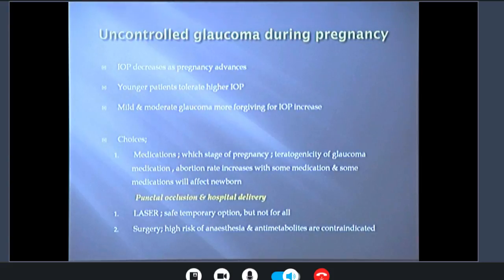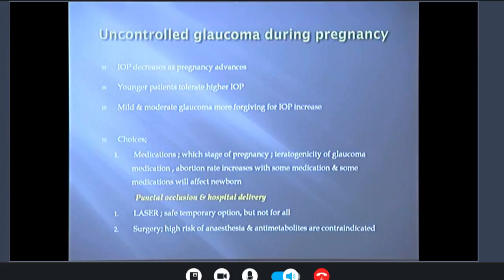Medication, as we said, we have to plan it according to the stage. So in the first trimester, avoid the teratogenic drugs, avoid prostaglandins. Later on in the pregnancy, maybe we can introduce even Diamox, we can introduce Xalatan, but then don't give Timolol and Alphagan when the patient is closer to labor. Punctal occlusion is a very good practice that everybody should practice, especially for pregnant ladies. 80% of the drugs that we are using end up bypassing through our nasolacrimal system into our blood. So by punctal occlusion, we can minimize or eliminate this.